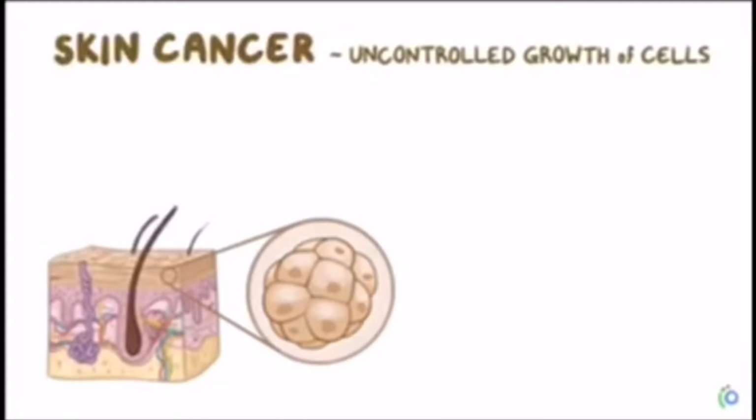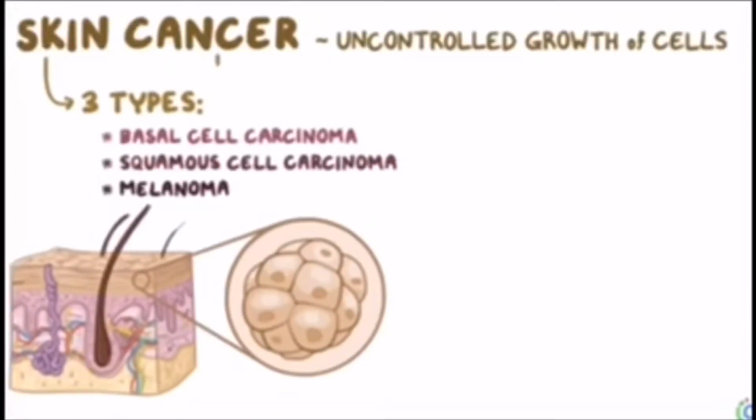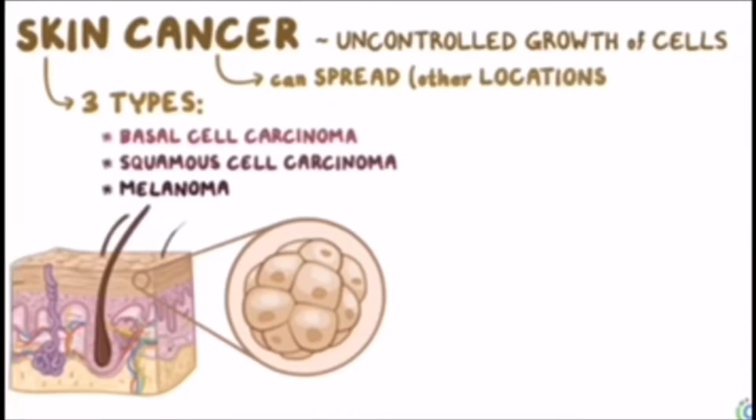Starting with the basics of what skin cancer is. As we know, any type of cancer is uncontrollable growth of cells. This comes in 3 types in the skin: basal cell carcinoma, squamous cell carcinoma, and melanoma. This can spread to other locations in the body. Melanoma is the most fatal of skin cancers. Fun fact, Bob Marley actually died from melanoma.